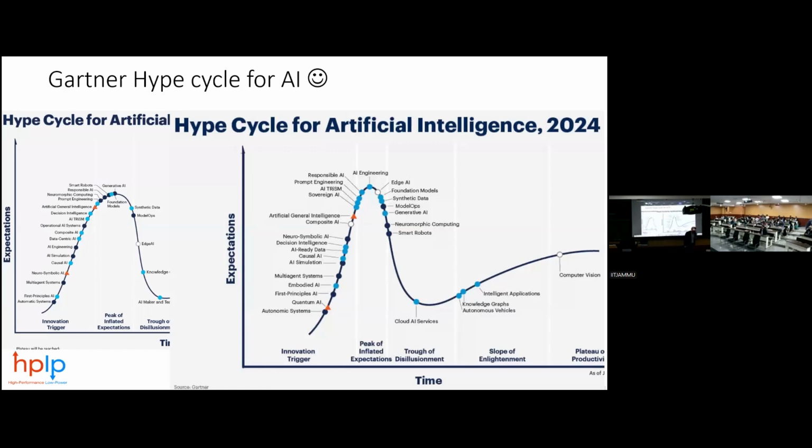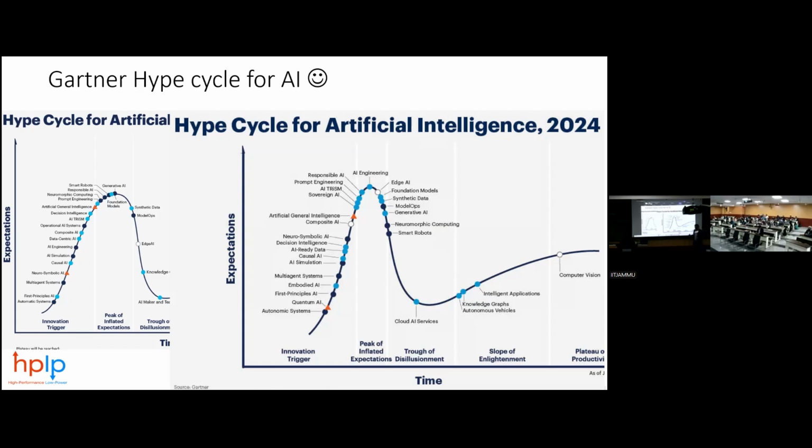Something else that's kind of interesting: how many people have heard of Gartner's hype cycle? Okay, just the one professor. Okay, so this is an important thing, again, in terms of knowing how things work. There is this company called Gartner that every year comes up with hype cycles for different things that are important. And they have one for AI.